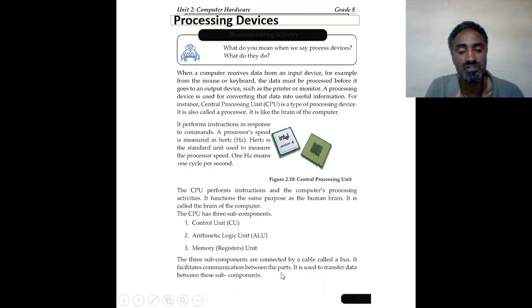They facilitate communication between the parts, this bus. It is used to transfer data between these subcomponents. As the name implies, a bus transfers data between these subcomponents, between the control unit, arithmetic logic unit, and memory or registers unit.